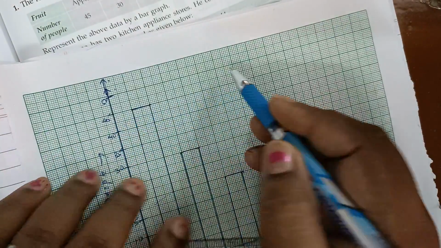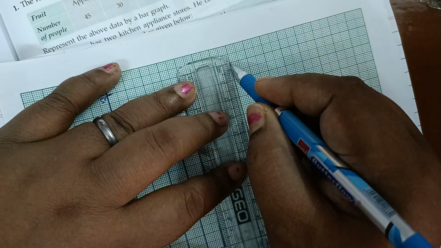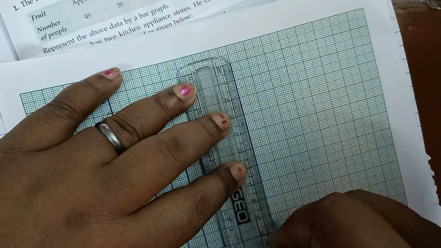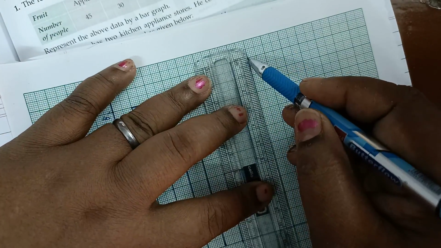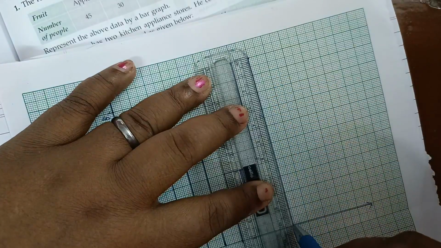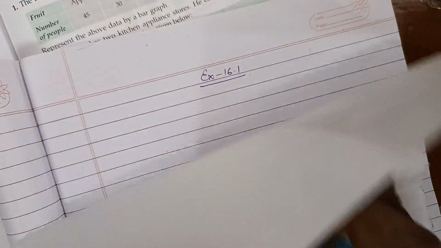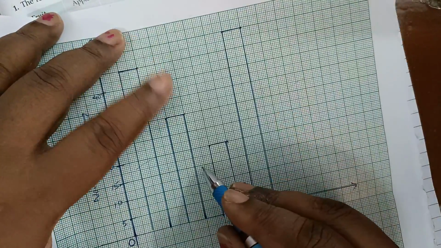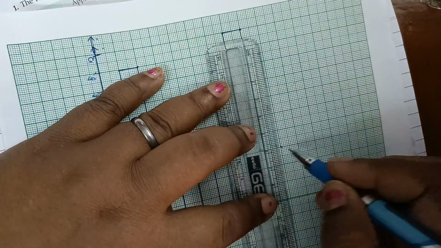Then grapes 50. So 50 is here, so we'll just take it from here and we will leave one block, so that the width is also the same and the spacing between the two bars is also the same. Okay, then come to guava, that is 15. See here, so here it is 15, so I am taking here 15.